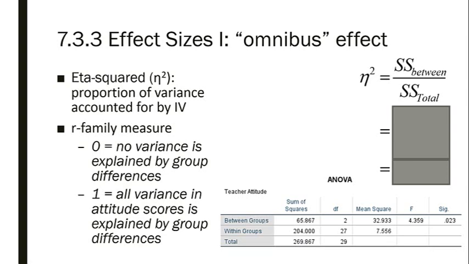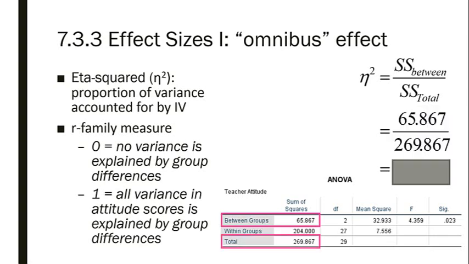So here's our ANOVA source table. Here's our between groups sum of squares and our total sum of squares. We just plug those numbers into our fraction, dividing 65.867 by 269.867, and what we end up with is 0.244. So like I said, that's closer to 0 than it is to 1.